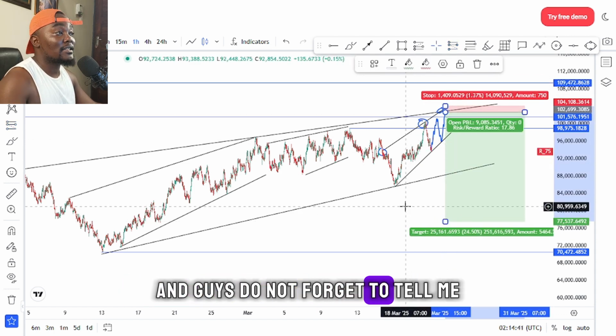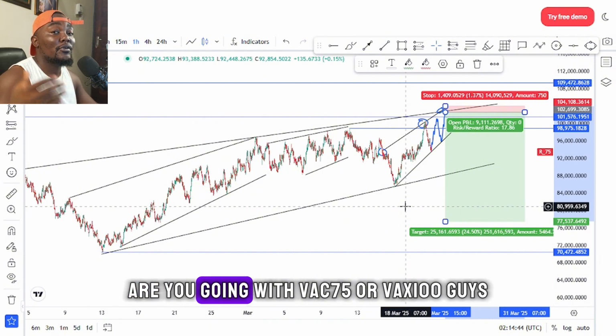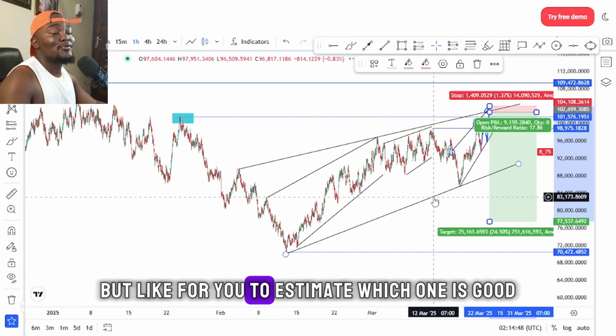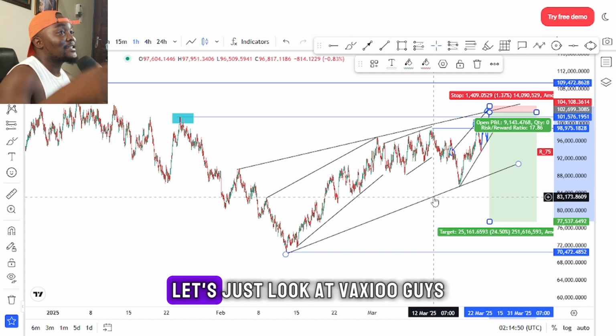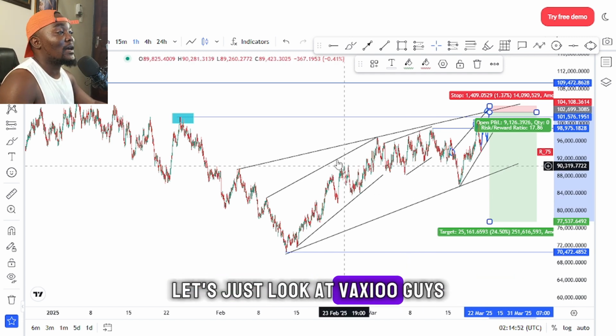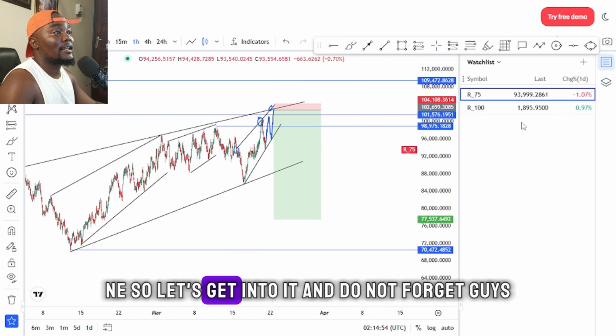And guys, do not forget to tell me which setup are you going to take. Are you going with VEX 75 or VEX 100, guys? But for you to estimate which one is good, let's just look at VEX 100, guys. Now, so let's get into it.